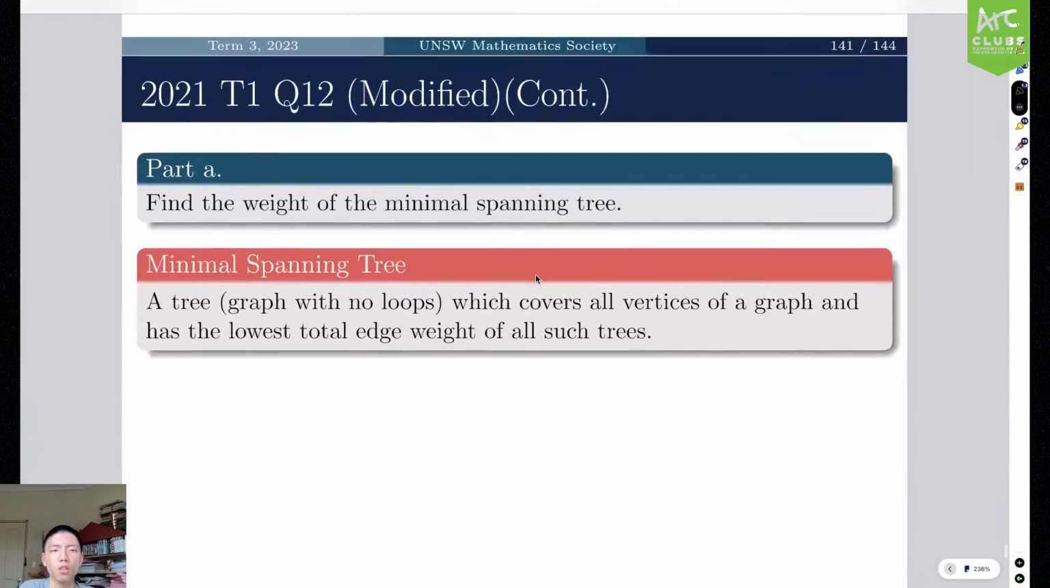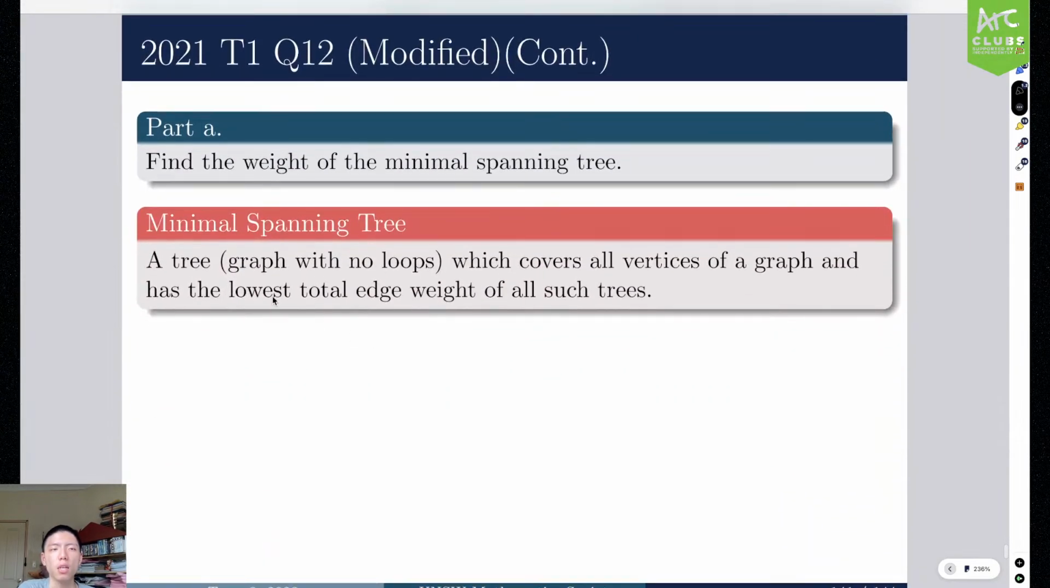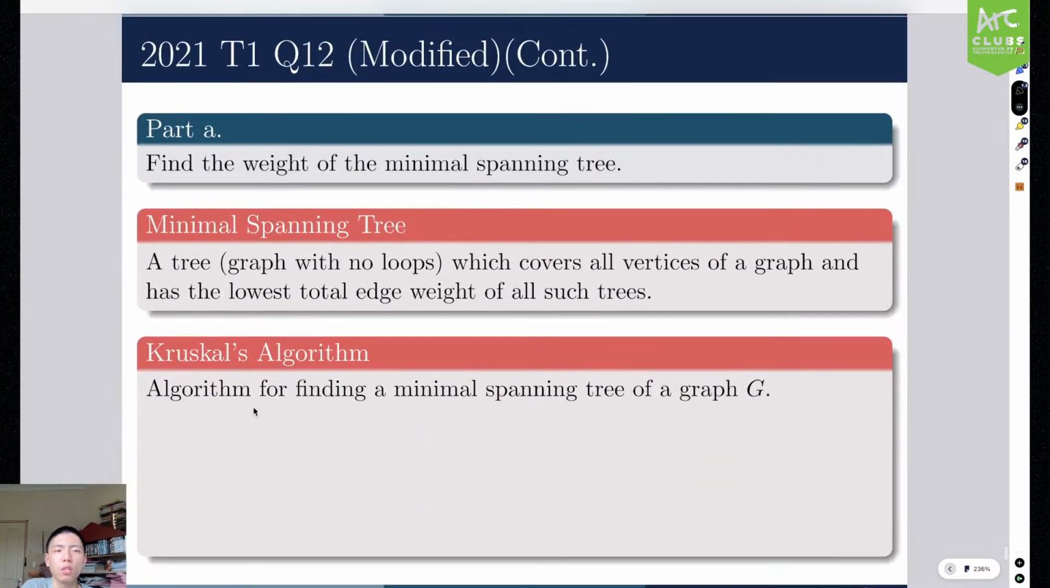Just a refresh on what a minimal spanning tree is. It is a tree which covers all vertices of a graph and has the lowest total edge weight of all such trees. Essentially, the tree needs to connect all the vertices of the graph together with no loops and no cycles. To find the weight of the minimal spanning tree, we use Kruskal's algorithm, an algorithm used for finding a minimal spanning tree of graph G.